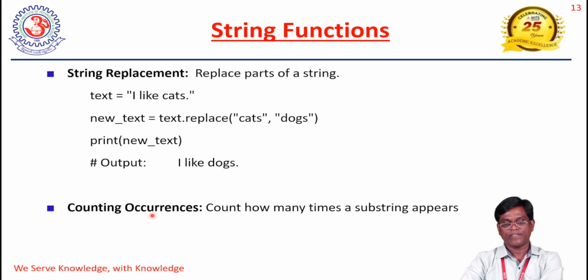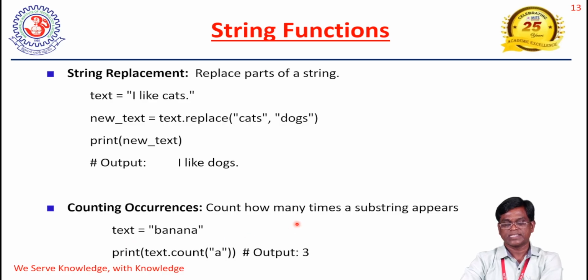And we have another operation function for counting the occurrences of a particular substring or character. Given a main string, I can count how many times a particular substring appeared in the given main string. Let us say this example, text is equal to banana. This is the main string I am considering, and in this string I want to count how many times the character A appeared. So text.count of that particular string or character which I want to count. A appeared 3 times, so 3 will be displayed here.